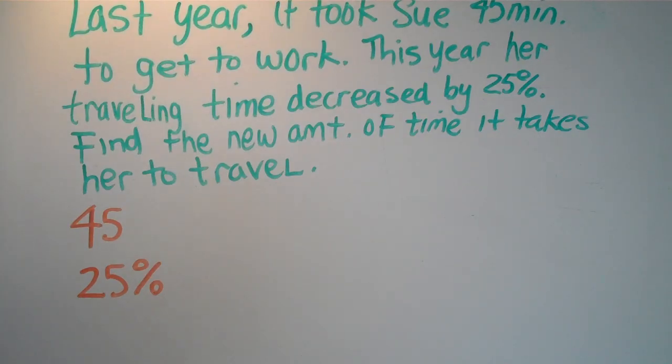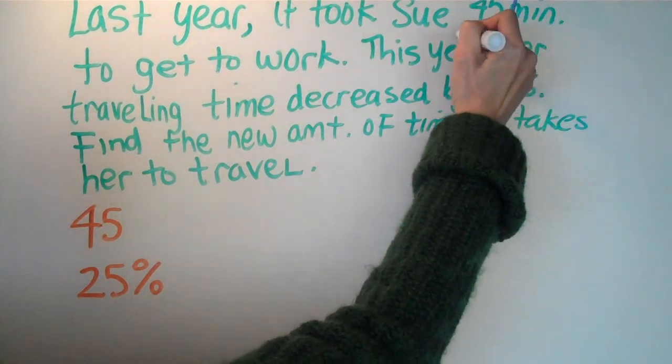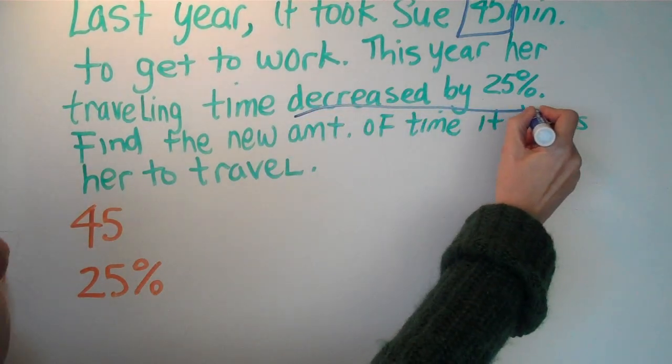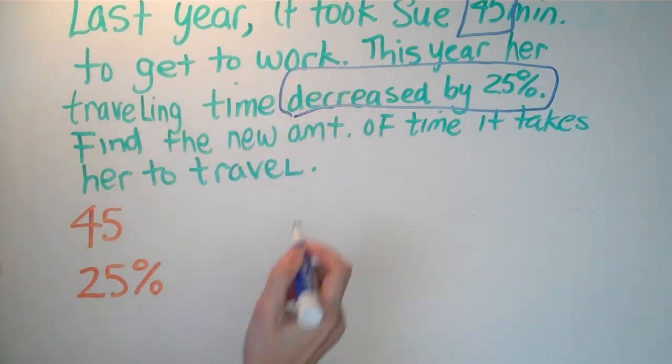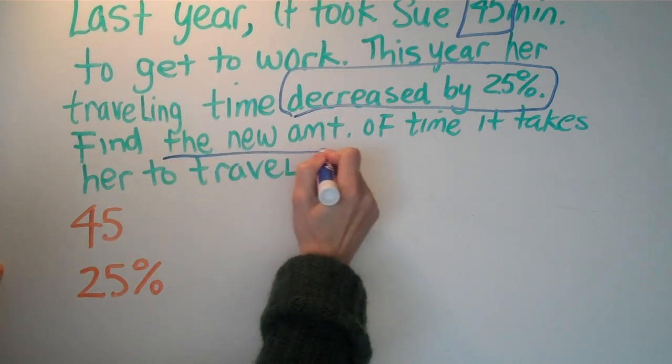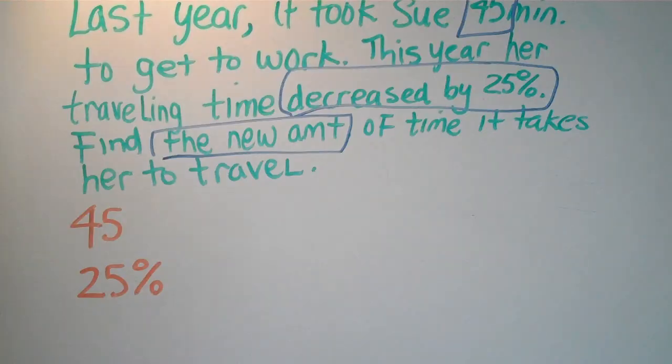Okay, so we're going to break this down a little bit and see what's important here. Last year, it took Sue 45 minutes. So 45 was the number last year. And this year, her traveling time decreased by 25%. Find the new amount, that's important too. Find the new amount of time it takes her to travel. So how do we do this? Well, basically it's the same thing. Two important numbers there are 45 and the 25% decrease, right?